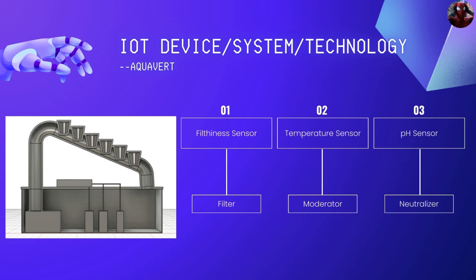Alongside this filthiness sensor, AquaVert also has a filter installed along with the pump body, which is able to filter out all the contaminants to make the water clean again. Besides that, attached to the temperature sensor is a moderator, which helps bring the temperature back to the temperature where plants and fish can live. Furthermore, a neutralizer will be attached to the pH sensor, which is able to bring the pH level of the water back to 7, which will be neutral and safe for plants and fish.